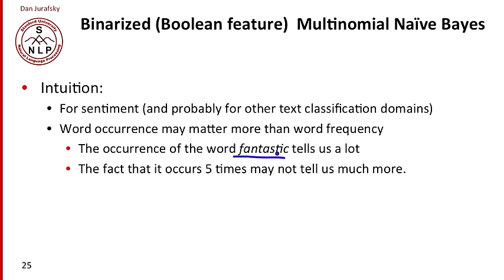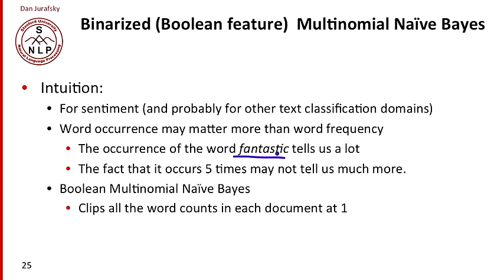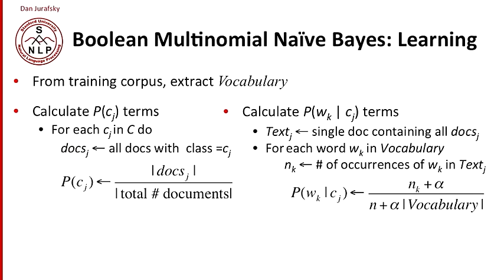So in Boolean multinomial naive Bayes, we simply clip all the word counts in each document at a count of 1. So instead of using the full term frequency, we'll just use a count of 1 for each document. So if we look at our original learning algorithm for multinomial naive Bayes, remember, we extract our vocabulary, and now we're going to calculate our priors. Remember the priors, by looking for how many documents occur with a particular class over the total number of documents.